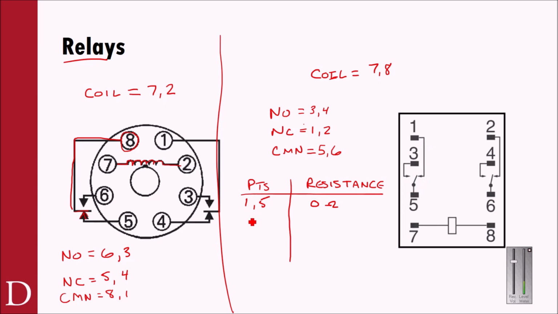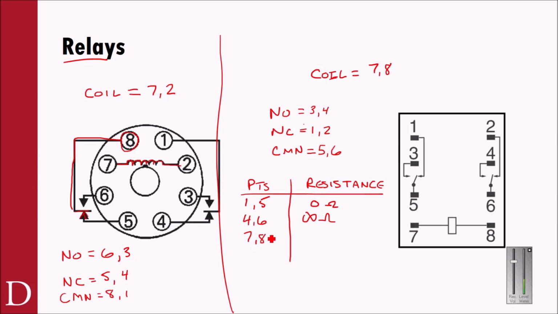By contrast, if I ask you to measure between 4 and 6, 4 is not connected to 6 unless the coil is energized. Again, I'm assuming a de-energized state when I make this measurement. Because of that, I would read infinite ohms between 4 and 6.